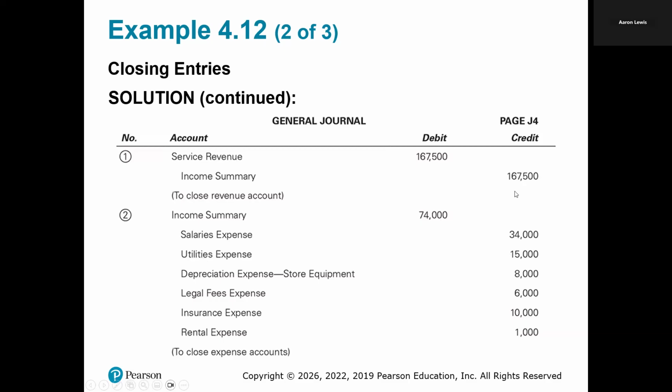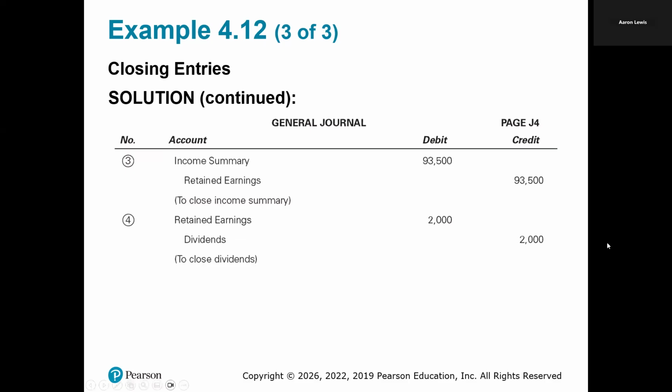And right now, our income summary T account would have a $167,500 credit in it and a $74,000 debit to it. What will be the balance of that account currently? It would be the difference between those two numbers, which is $93,500, which you may have seen before. It is our net income that was reported for the period.